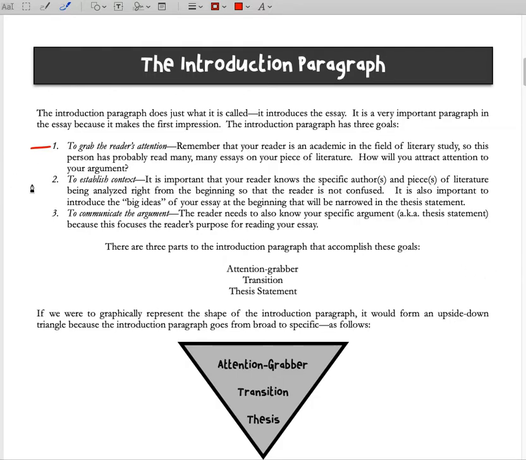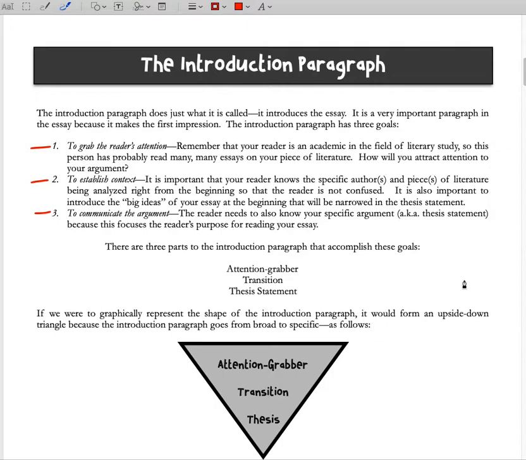The second purpose or goal is to establish context. It is important that your reader knows the specific authors and pieces of literature being analyzed right from the beginning so that the reader is not confused. It is also important to introduce the big ideas of your essay at the beginning that will be narrowed in the thesis statement. The third goal is to simply communicate the argument.